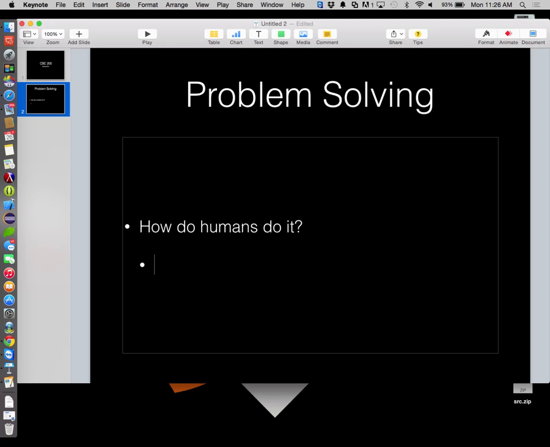All right. So how do humans do it? What tools do we have in our toolbox for solving problems as a human being? Right off the bat, we have our memory.